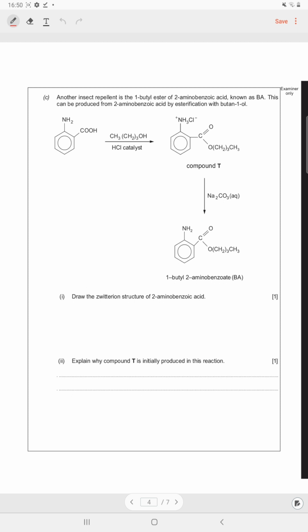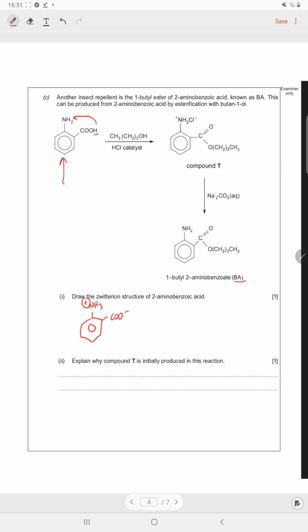Okay, so there's a synthesis, a couple of steps, and we're just producing a different insect repellent called BA. Draw the Zwitter ion structure of 2-amino-benzoic acid. Okay, well that's your 2-amino-benzoic acid. So remember Zwitter ion, this hydrogen is going to go over there. So you should have something that looks like this: NH3 plus, that's your positive charge, and COO minus, there's your negative.